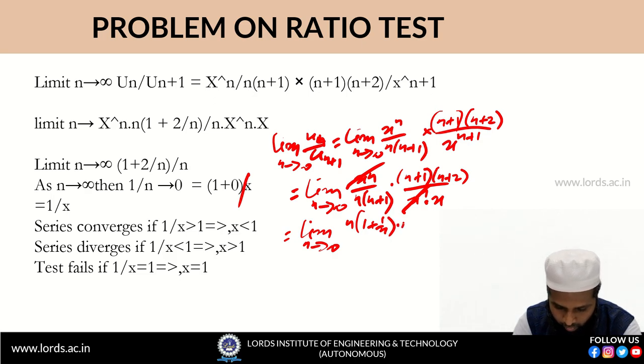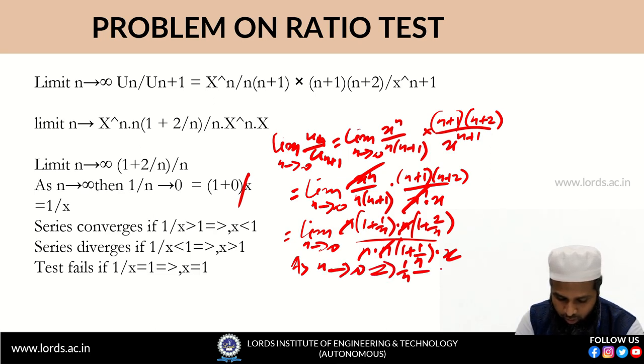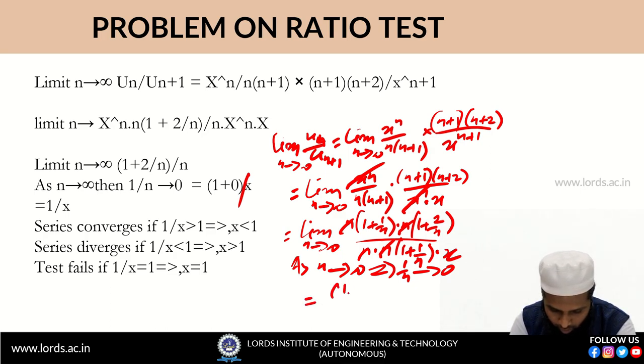Here also we are taking n common. We can write this as 1 plus 1 by n, divided by n, which is already there. Here also we take n common, and it can be written as 1 plus 1 by n. And this x remains as it is. Now you can do the cancellation. This n, this n, this n, this n get cancelled. As n tends to infinity, 1 by n always tends to 0. So wherever we have a 1 by n term, we can substitute 0. So finally, applying the limit, we get 1 plus 0, and here also 1 plus 0, divided by 1 plus 0, and x is as it is.